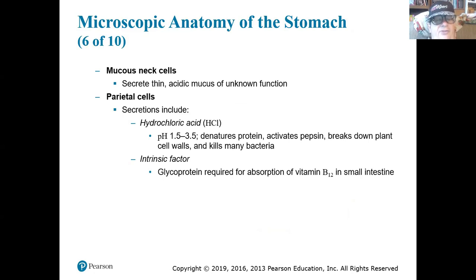The parietal cells, those scattered ones that were in blue in that diagram, make hydrochloric acid, which could have a pH as low as 1.5, but 1.5 to 3.5. This will denature proteins, modifying them from their natural shape. It'll activate pepsin. Pepsin is an enzyme for digesting protein, and it's released as pepsinogen. When it touches that strong acid, it turns into pepsin, and it can break down plant cell walls, like cellulose. Most bacteria get killed there, not Helicobacter pylori, which we'll talk about later.